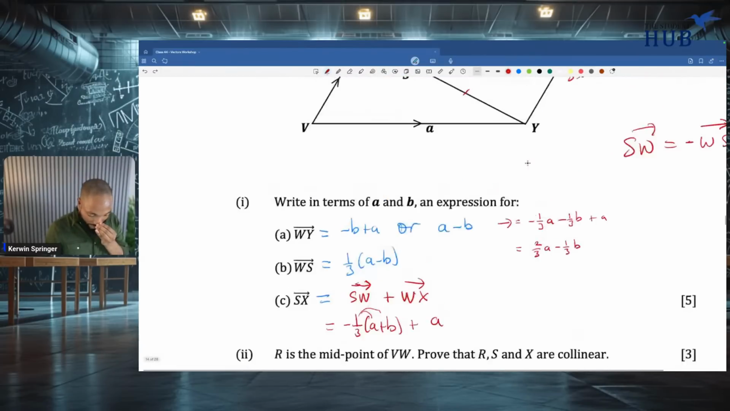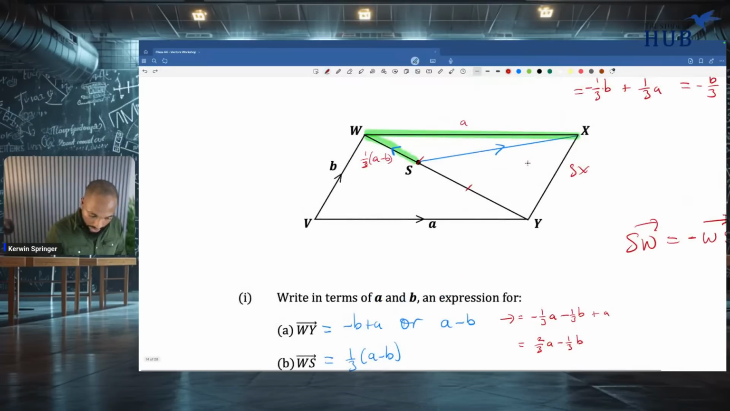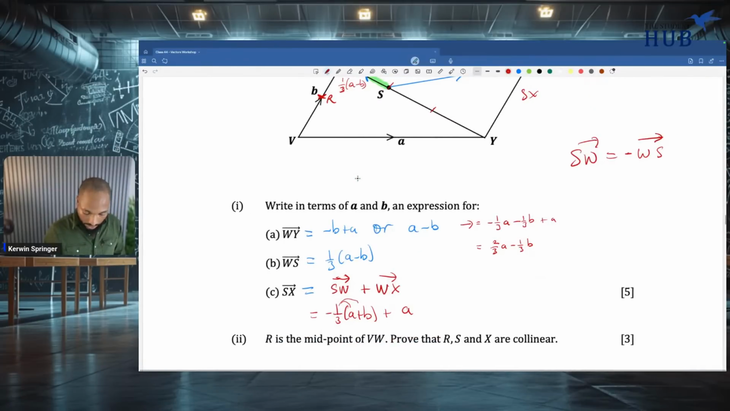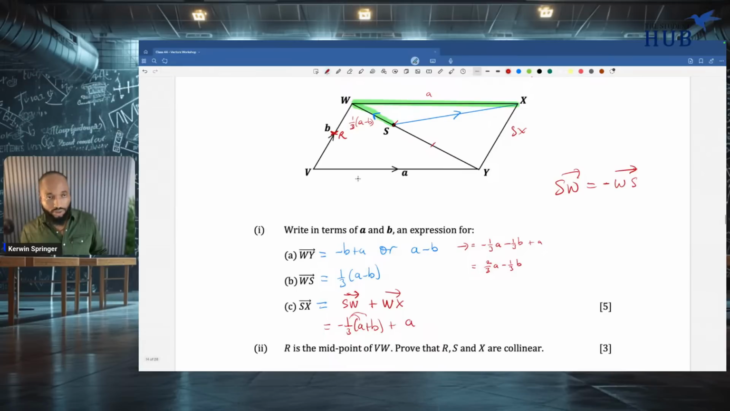All right, so R is the midpoint of VW. Where's that? R is up here. Prove that R, S, X are collinear. So I'm going to speed through this one. Collinear means lie on the same line. You understand what they're asking now, right? We spent a lot of time on that recently.